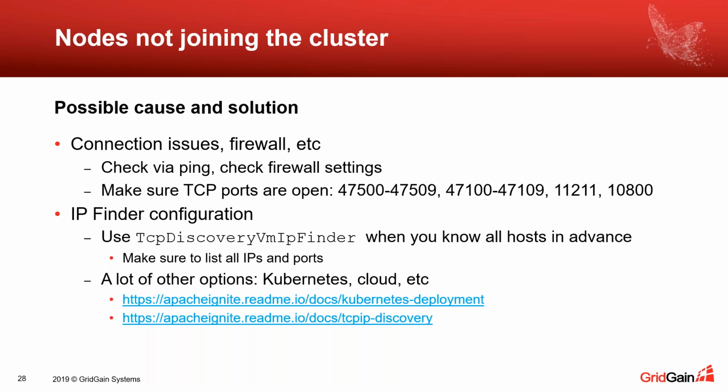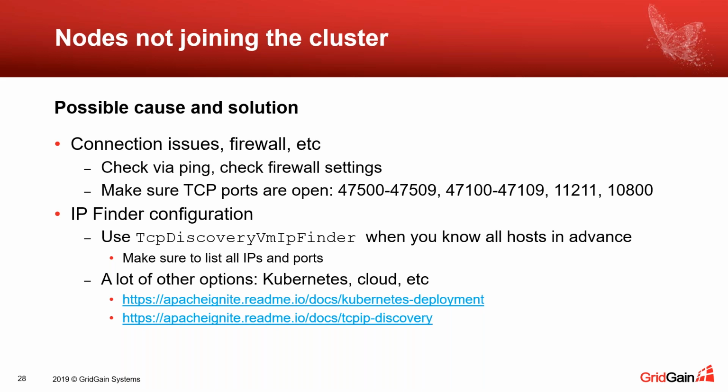In most cases, you would want to use the implementation that is called TCP Discovery VM IP Finder. It contains a list of all nodes with all of their ports, just hard-coded in the configuration. And whenever you know all of the nodes, all of the addresses beforehand, you probably want to use this implementation. If you use that, just make sure that you have listed all of the IPs correctly.